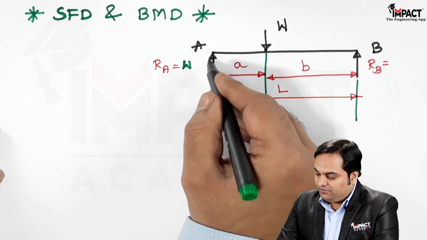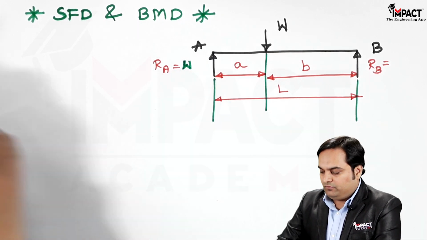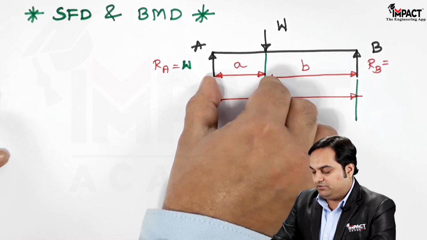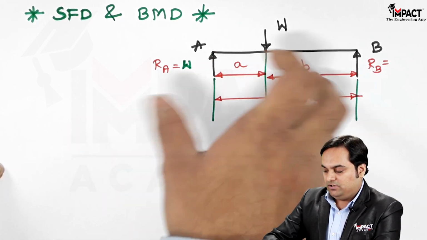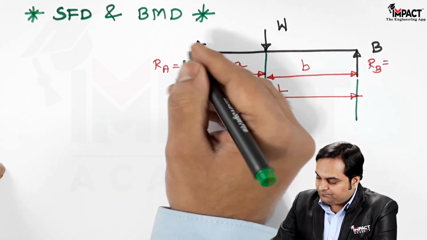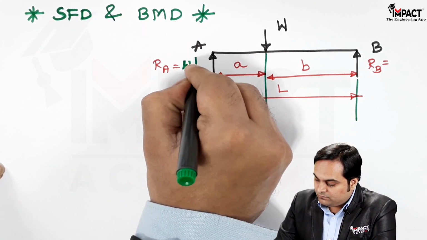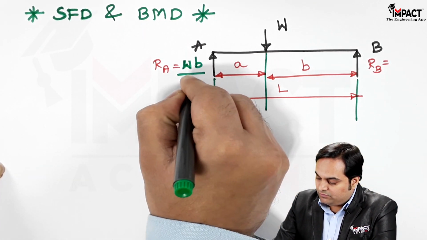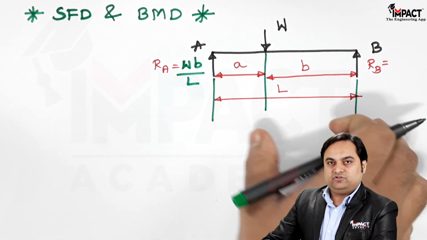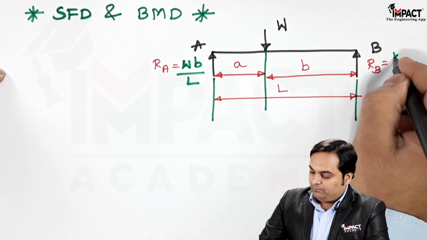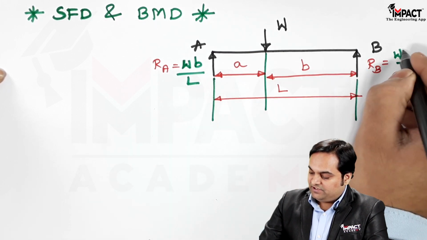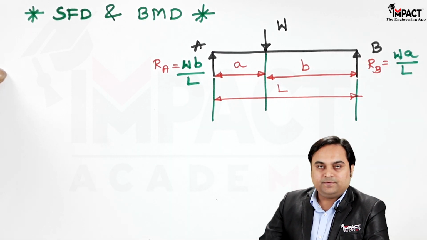and then since we want to calculate the reaction at A, take the opposite distance, that is not the distance a, but take the distance b, which is opposite to the reaction at A. So distance b divided by the length of the beam which is L. So this is the shortcut way. Similarly, if you want to calculate Rb, take W, multiply it with distance a and divide it by the length.